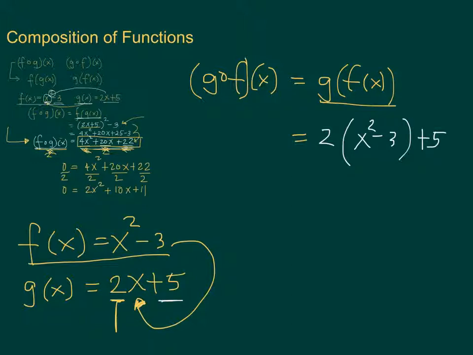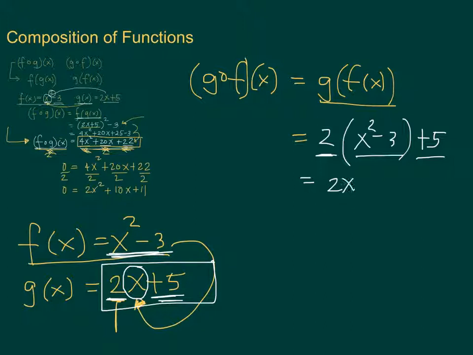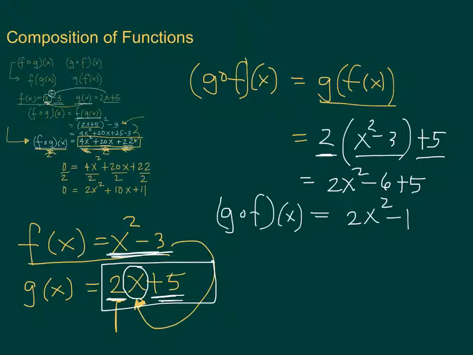Okay? So focus on the g of x. You just need to replace x by x squared minus 3. So as you can see, we have 2, 5 is still 5, but x is now x squared minus 3. Then simplify. So this is 2x squared minus 6 plus 5, which is equal to 2x squared minus 1. Okay, so this is g circle f of x, or g of f of x.